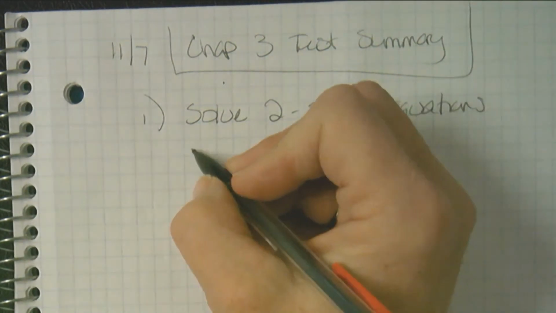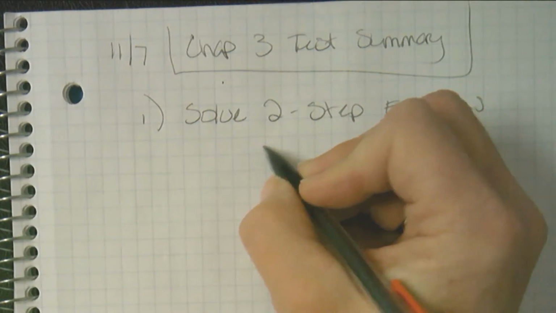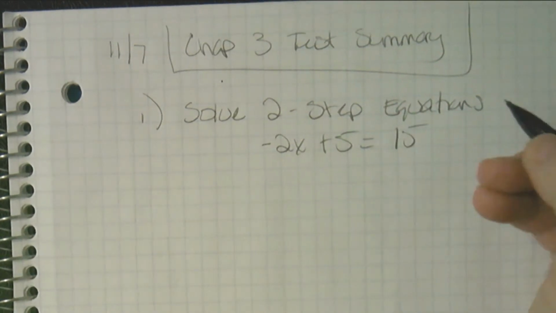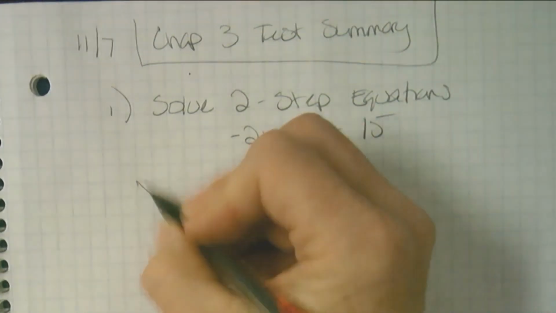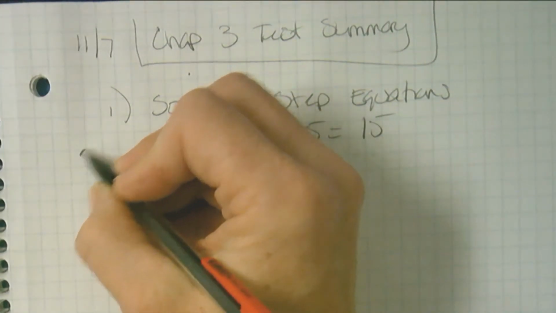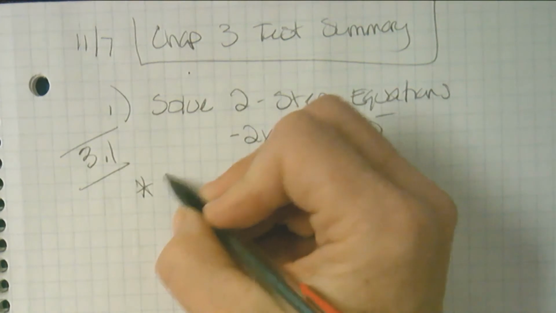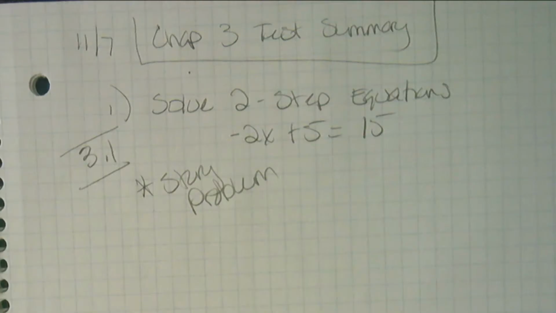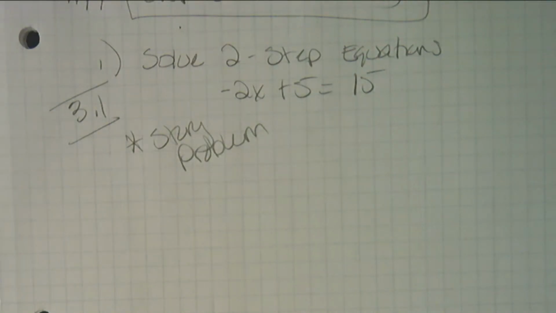That would look like something like negative 2x plus 5 is equal to 15. That's one of those. This is 3.1, and story problems. I would go back to those story problems for that.